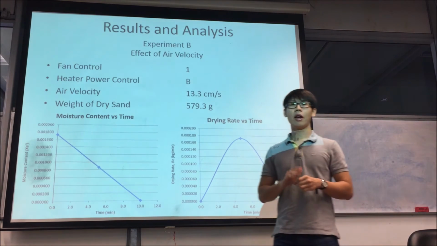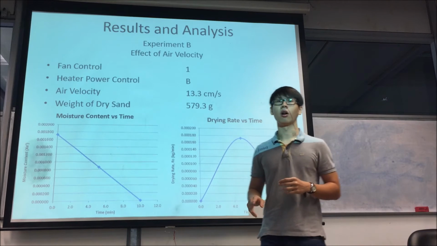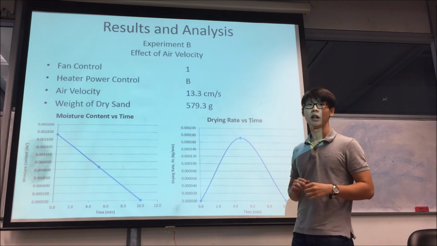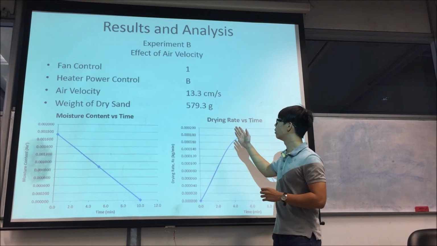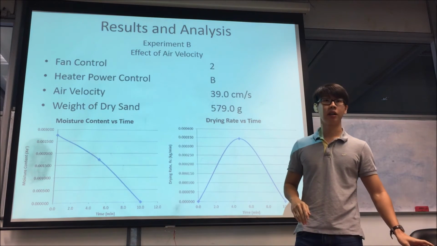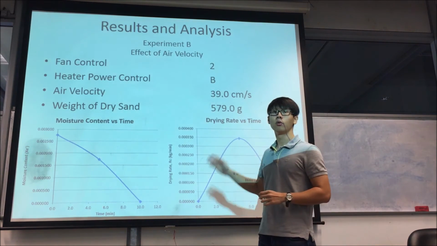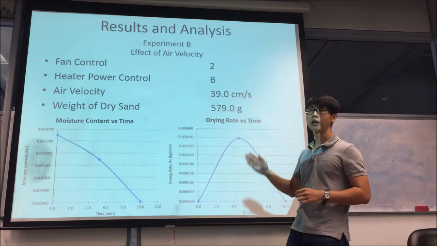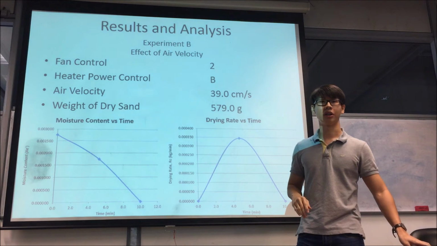The air velocity is manipulated by controlling the fan control on the experiment. The first one is the fan control which is 1, which is slower, 13.3 cm per second on average air velocity. The second one is fan control 2, which is 39.0 cm per second, which is higher air velocity.